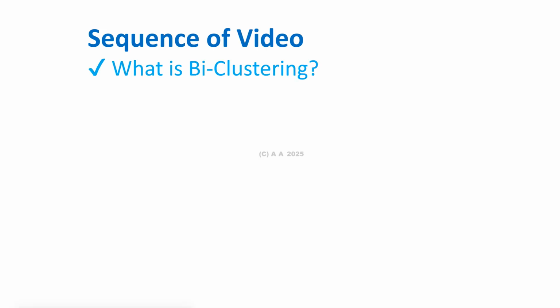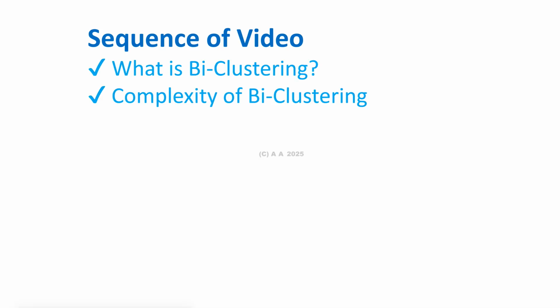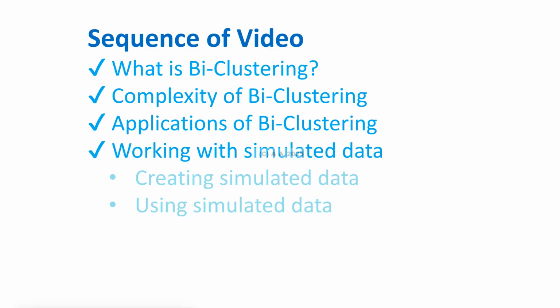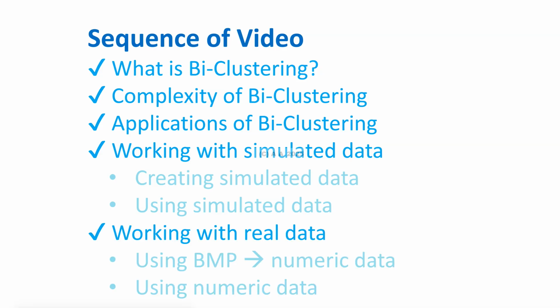So this is the sequence of this video. What is bi-clustering? I'll briefly describe it and give examples. This video is more of a visual nature. Then, what is the complexity of bi-clustering in terms of the teraflops required, and some of the applications of bi-clustering, and how we can use simulated data, because it gives a lot of control to perform bi-clustering and to quantify the results visually also. And then of course working with real data also, and then the final epilogue.